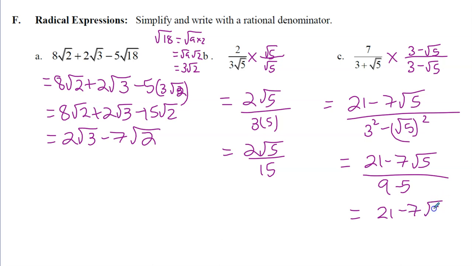7 root 5 all over 4. And the only way that this could have been simplified is if this, this, and this were all divisible by the same number. So if this had been a 3, that would have gone, oh, never mind. If it had been a 7, then we could have simplified, but we can't simplify this any further.